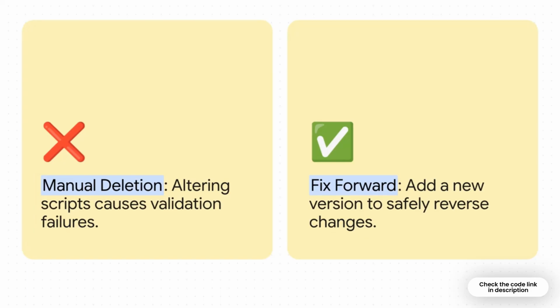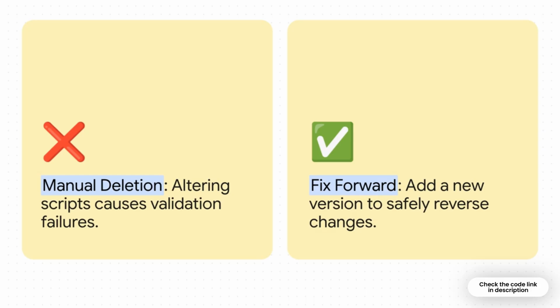Now, this immutability leads us to a fundamental rule of database management. We all share that collective trauma of frantically writing a manual rollback script at 3 a.m. because something broke, right? But a terrible practice is trying to manually delete or edit a script you already ran. Because of those checksums, that will just cause a validation failure. The correct practice, and frankly the only acceptable rollback strategy in a professional pipeline, is the fix-forward rule.